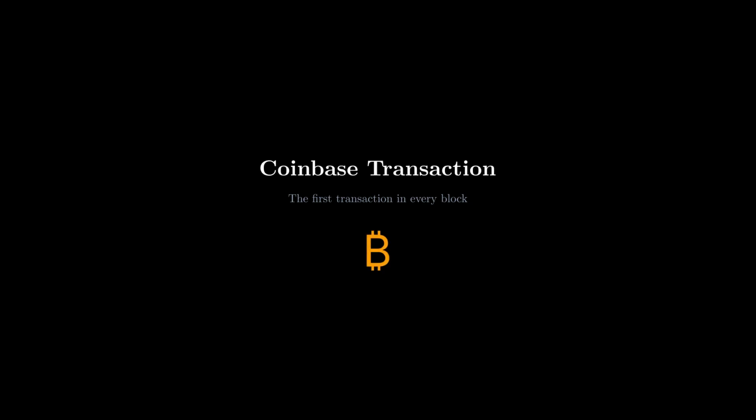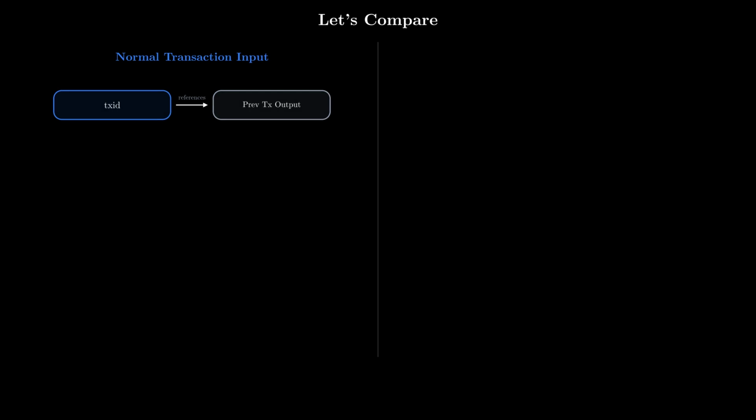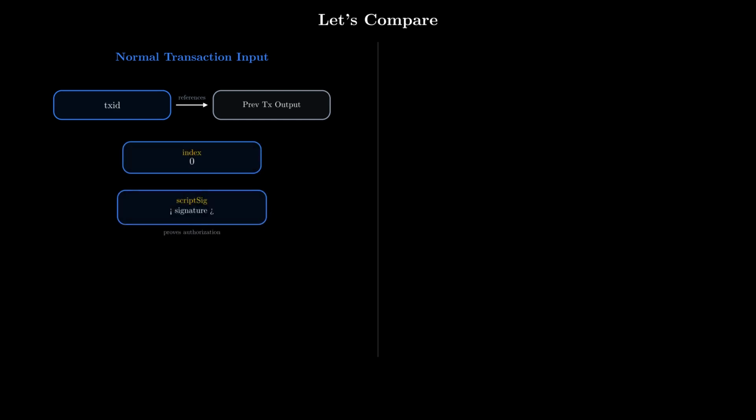But what about the very first transaction in every block? The one that creates new Bitcoin? This is the Coinbase transaction, and it's structurally unique. Let's compare. A normal transaction input references a previous output using an outpoint, that's a transaction ID plus an output index. It also includes a signature script to prove authorization. Now look at the Coinbase input.